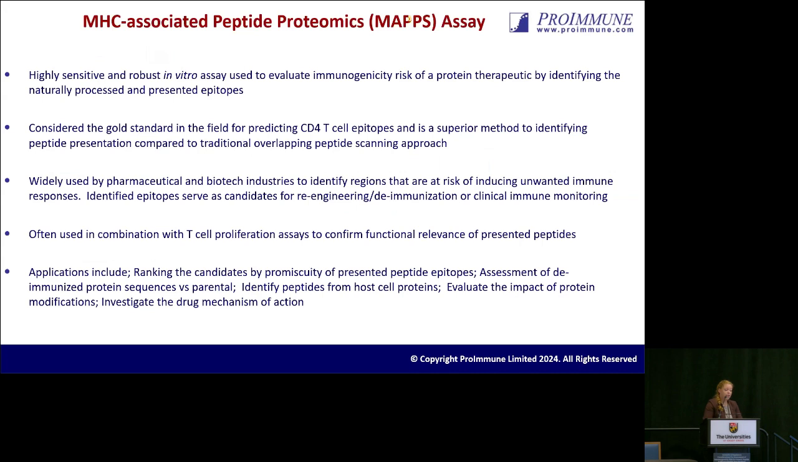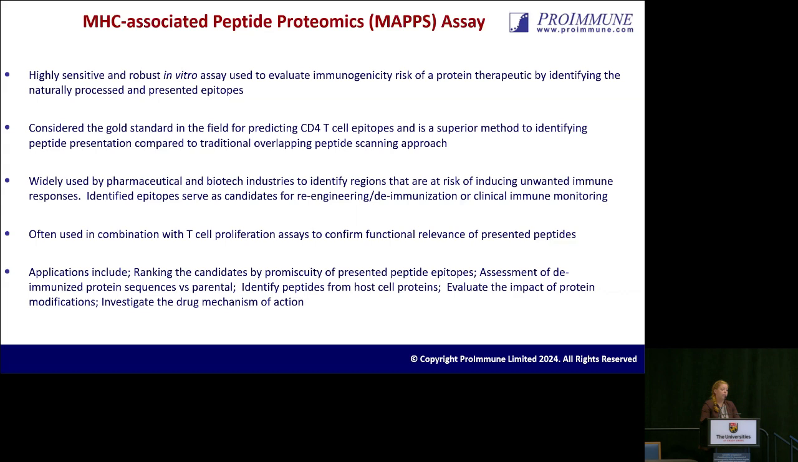So MAPS assays are highly sensitive and very robust in vitro assays that can be used to evaluate immunogenicity risk of a protein therapeutic by identifying the naturally processed and presented epitopes from that protein. It's really considered the gold standard in the field for predicting CD4 T-cell epitopes and is a superior method to identifying peptide presentation compared to traditional overlapping peptide scanning approaches.